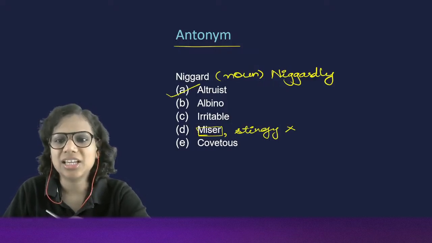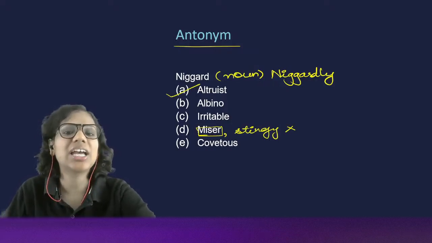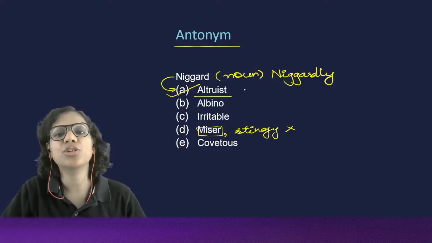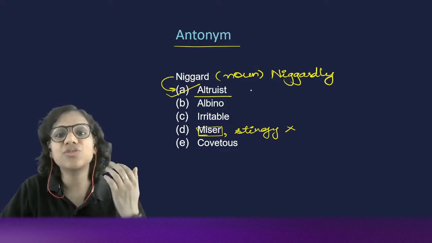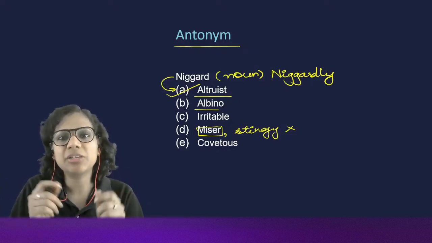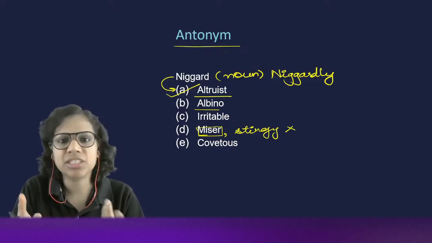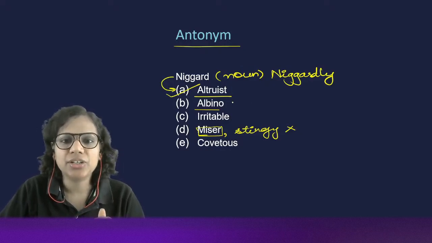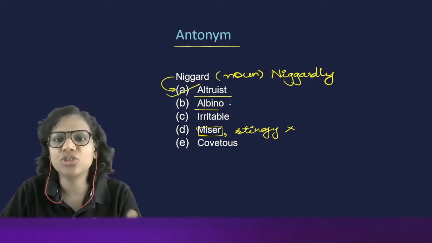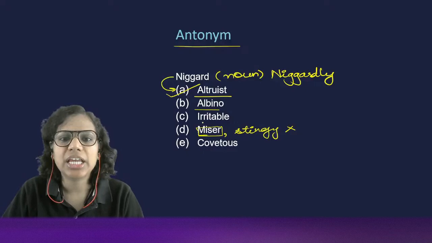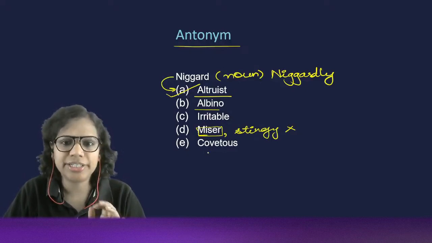Altruist will be the answer. So Pratyusha, absolutely correct. Pratik, absolutely correct. Altruist is the answer here. That is the opposite. Altruist is someone who is charitable, who cares for his fellow humankind, right? Albino is not at all the answer. Albino is used for a person who lacks pigmentation in his or her skin. So that person is called albino, and you can actually look at pictures and that will make it clear to you what albino people usually look like, right? Irritable, not at all related.